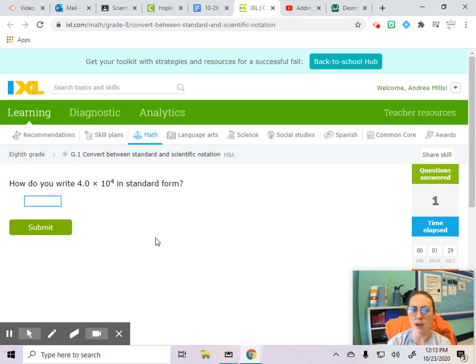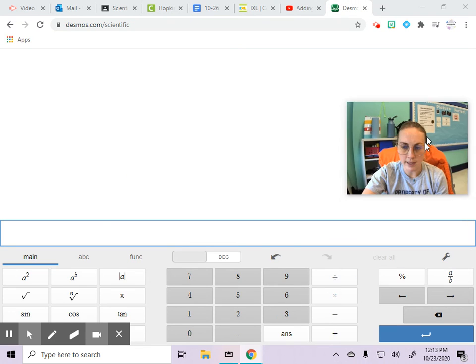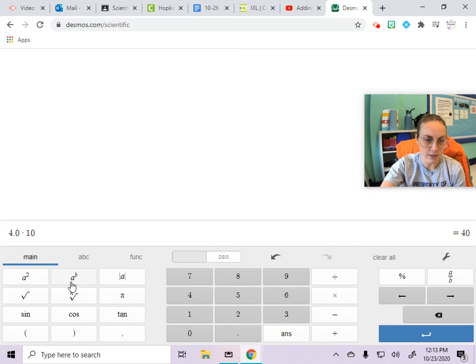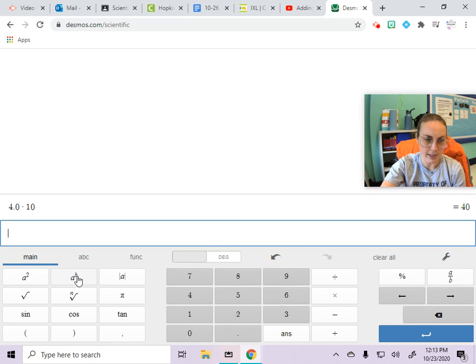This one's another example of you turning scientific notation into standard form. On this example, I will do it in the calculator to help you out. So we have 4 times 10 to the 4th power. All right, so let's put that in our calculator. We had 4.0 times 10, and then you're going to hit this little exponent button right here.